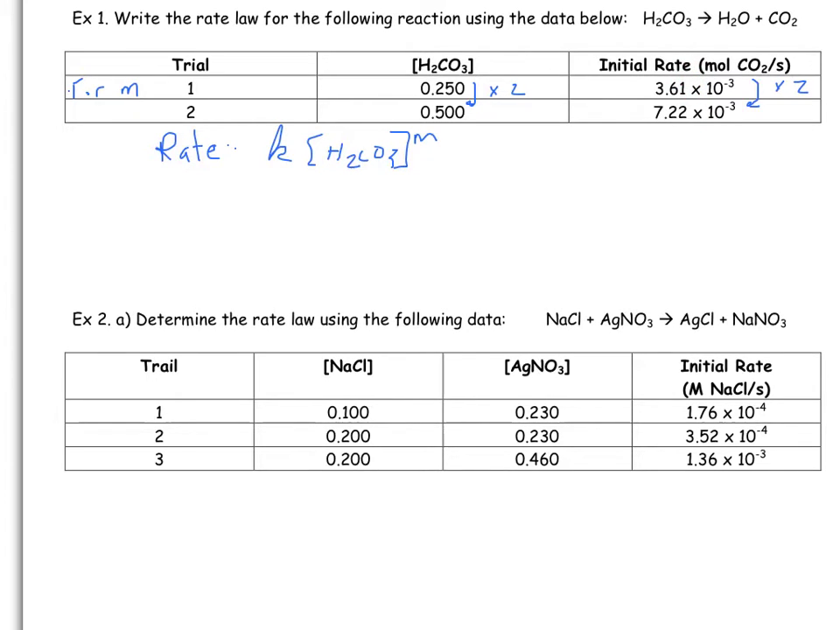pretty close to it. If I'm comparing the concentration and the rate increase, they're proportional. If my concentration is times by 2, then my rate is times by 2. That means I have a first order reactant and my rate exponent is 1. I can now include that in my rate law.